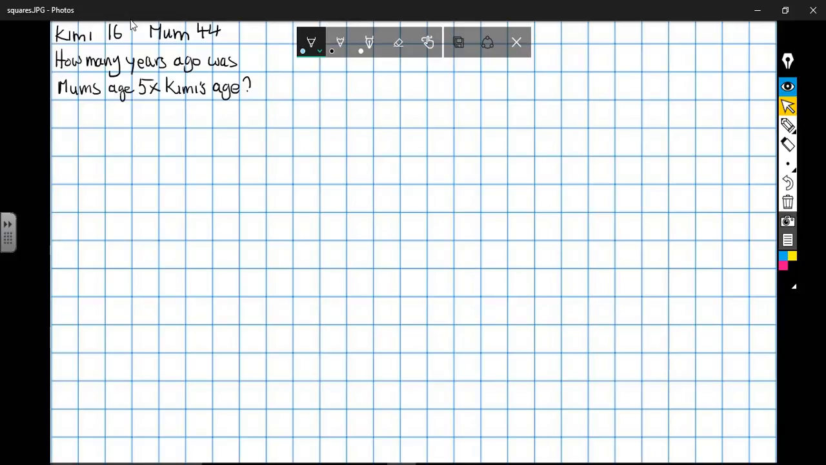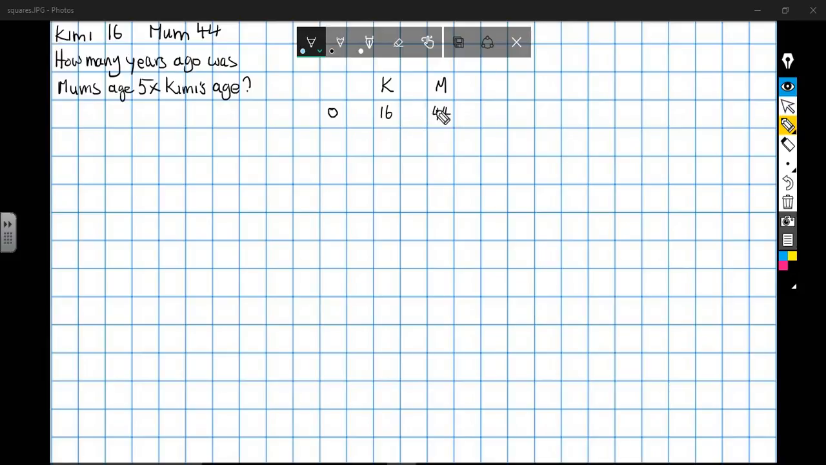Now, there's two ways you might go about doing this, and I'll show you my favoured way first, just because it seems easier to me. I've got my pencil working now. What I would do is just draw a table. This is Kimi and this is Mum, and this year, which I'm going to call year 0, Kimi is 16, Mum 44. And what I'm looking for is the relationship between the two numbers.